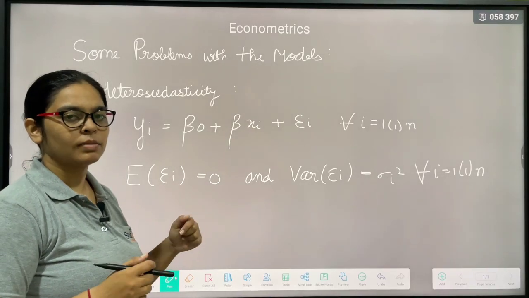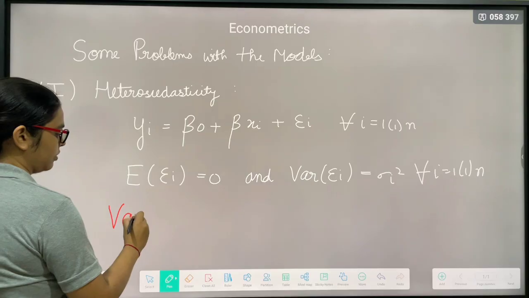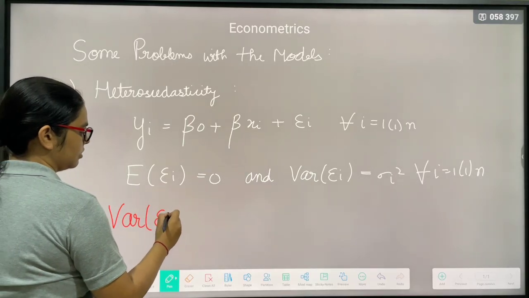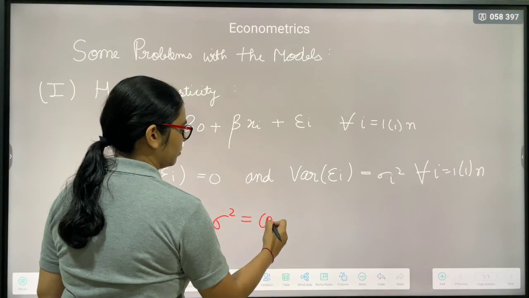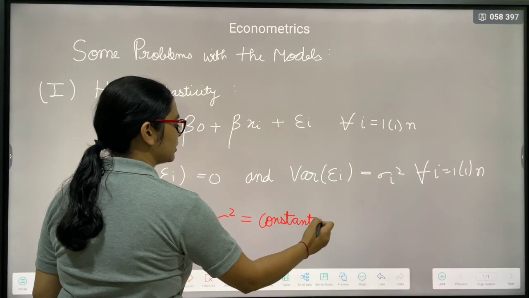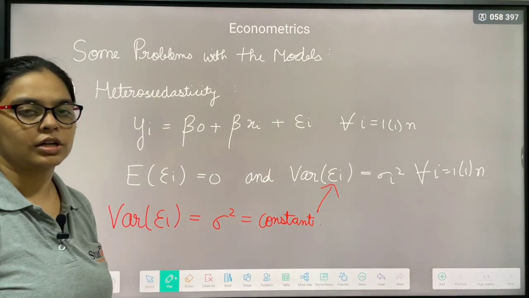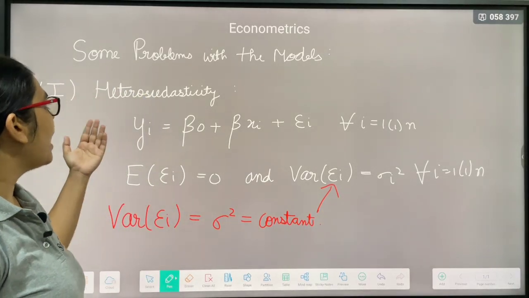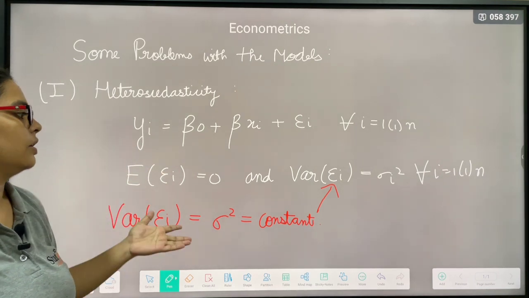In the Gauss-Markov assumption, we have stated that the variance of epsilon_i is equal to sigma squared, which is a constant term. But here the case is not the same. Here the variance is changing. It is not constant. So here our problem is heteroscedasticity, which is changing variance.